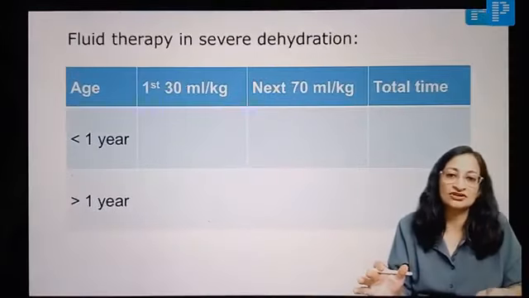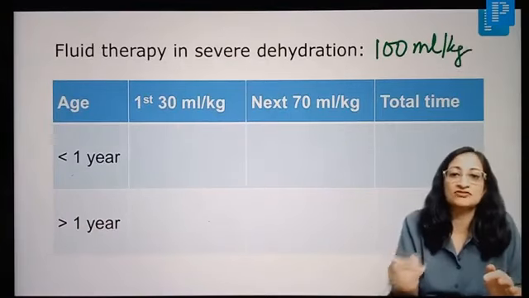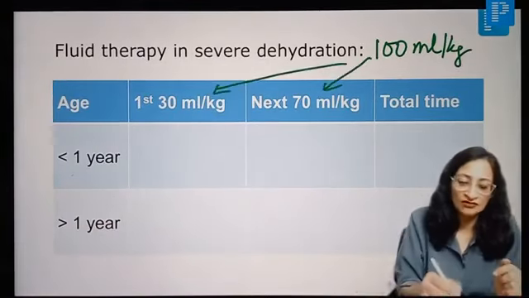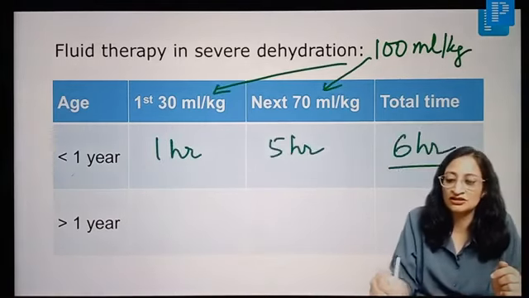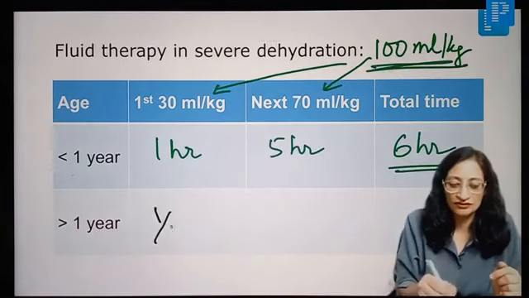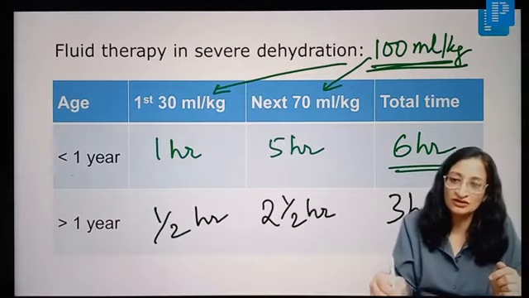Now, in severe dehydration, how much fluid is required? 100 ml per kg. How do you give this 100 ml per kg? We split it into first 30 ml per kg, next 70 ml per kg. If the child's age is less than 1 year, we give first 30 ml per kg over 1 hour, next 70 ml per kg over 5 hours. So total time taken is 6 hours for correction of 100 ml per kg. While if the child is more than 1 year, we can give first 30 ml per kg in half the time, next 70 ml per kg also in half the time. So total time taken would be 3 hours.